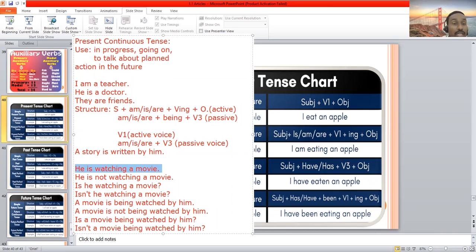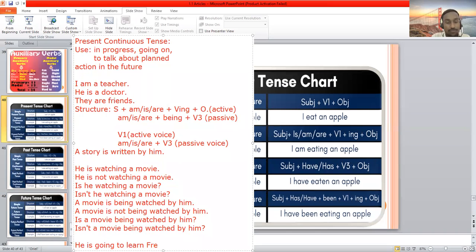And another use is to talk about planned actions in the future. How to use present continuous here? With going to. For example, if I mention one example here: he is going to learn French. Okay. In this example, you'll come to know this is a planned action and it is in the future. It is not going on right now. Learning of French is not happening right now. That is going to happen in the future, but this is a planned activity.